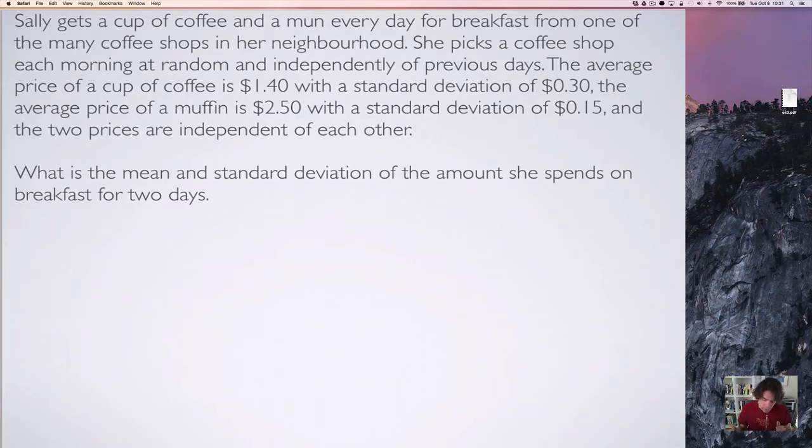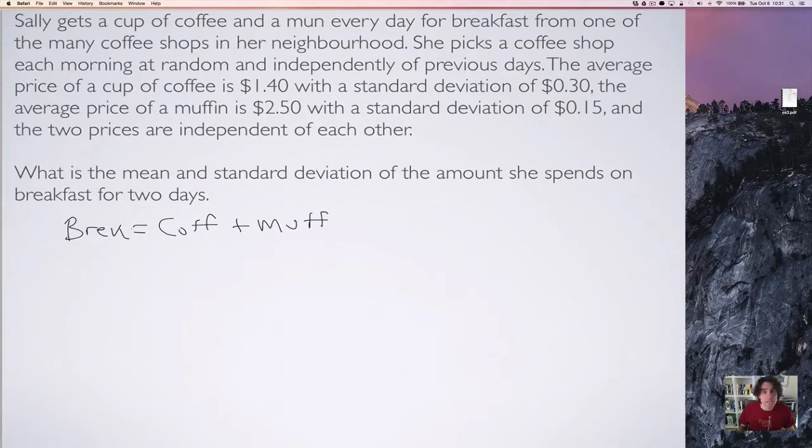and the two prices are independent of each other. What is the mean and standard deviation of the amount that she spends on breakfast for the 2 days? Well, the price of her breakfast is the price of a coffee plus the price of a muffin.